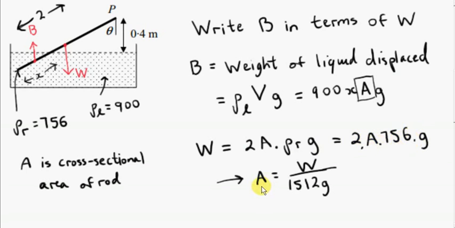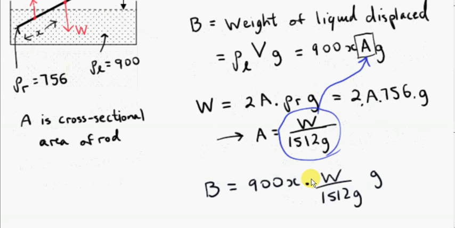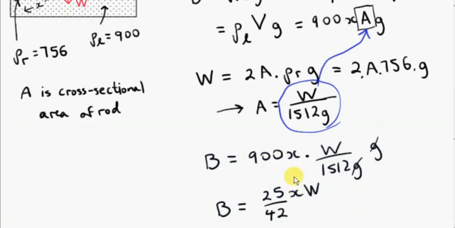So we have A in terms of W, and what we can do now is sub this in for A up here, so that we will get B in terms of W and in terms of X, the length of the immersed part. So simplifying here, 900 over 1512 is 25 over 42. So B is 25 over 42 times X times W.